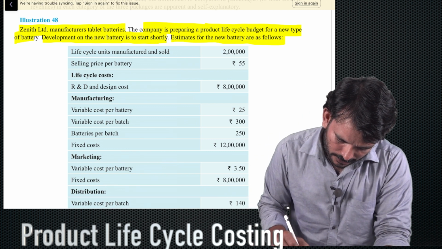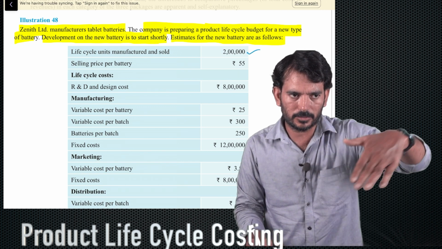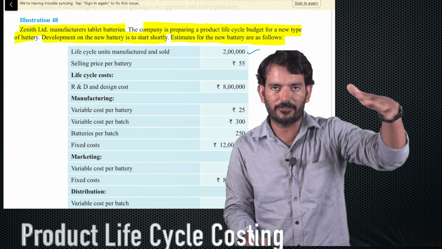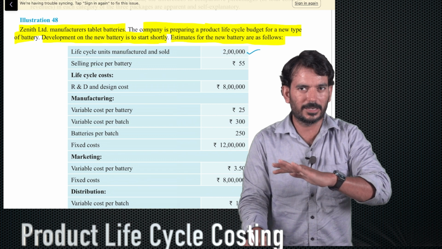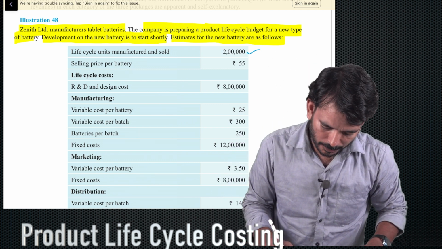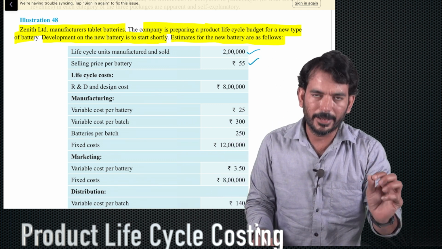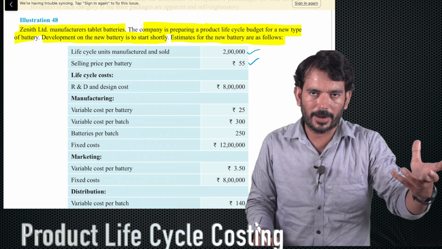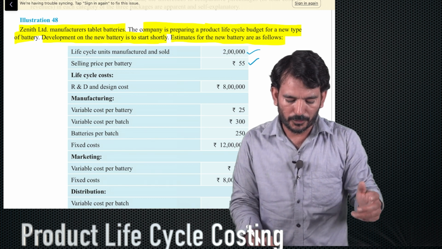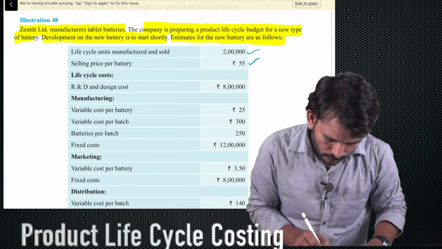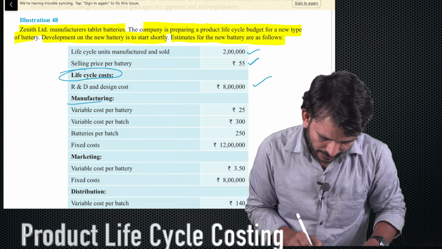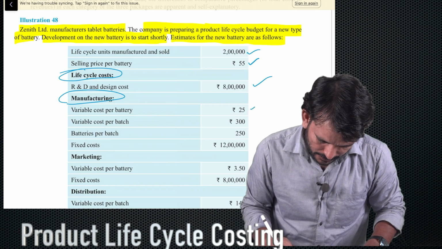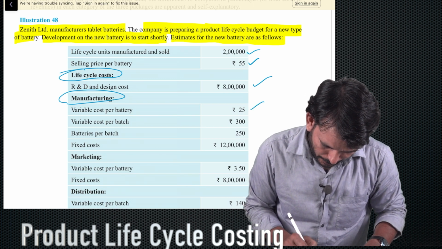Now, life cycle units manufactured and sold is 2 lakhs. So over the entire life of the product we are going to manufacture 2 lakhs and sell 2 lakhs. So there is no closing stock either. Selling price per battery is also given. They are manufacturing 2 lakh batteries, selling each at 55 rupees per battery. Life cycle cost: R&D 8 lakh, manufacturing variable cost per battery, variable cost per batch.